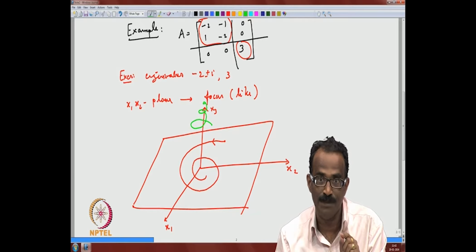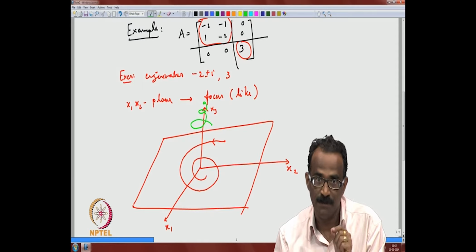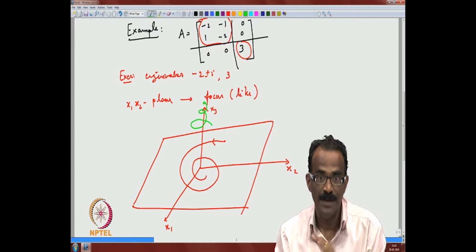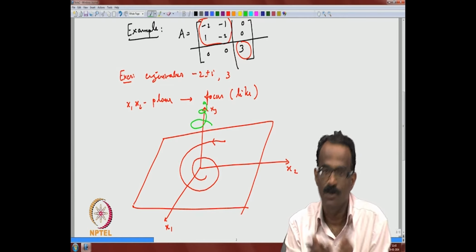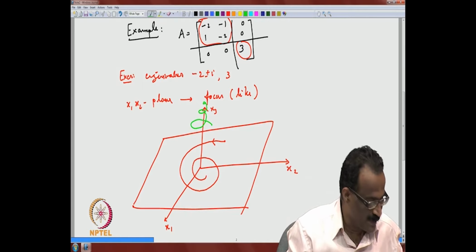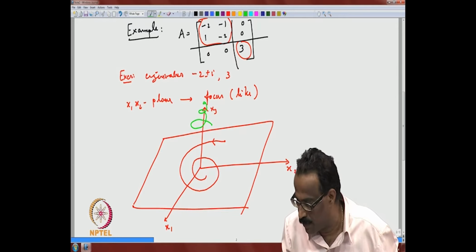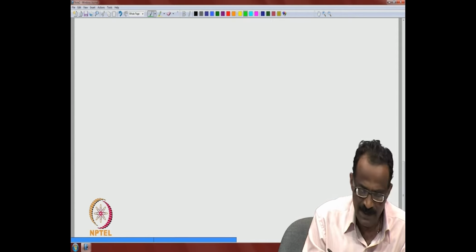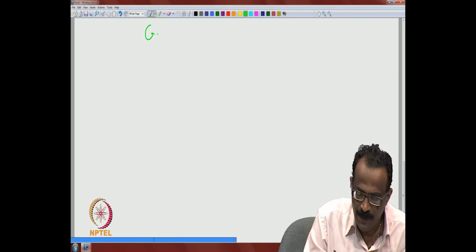So, we have two examples given. One, you have the focus behavior on a restricted plane. In another example, you have a saddle point behavior. You can give all kinds of things with the node and all that. So, we will skip this, and we will do only that one. Now, we will go to the general case and Jordan form.